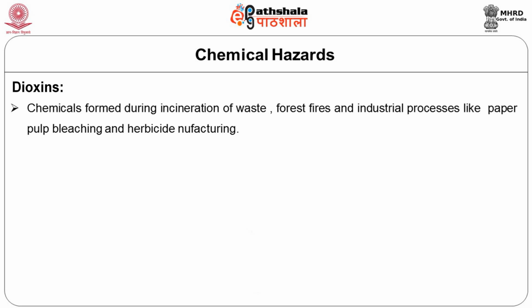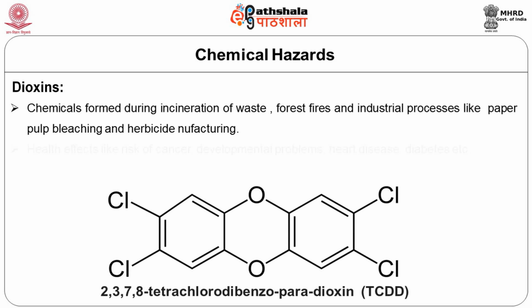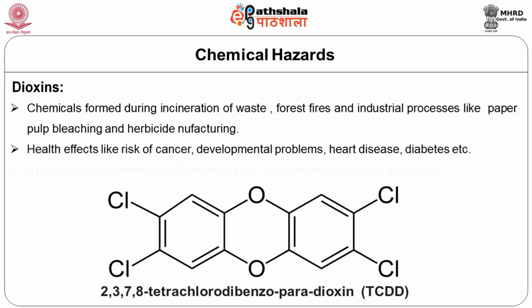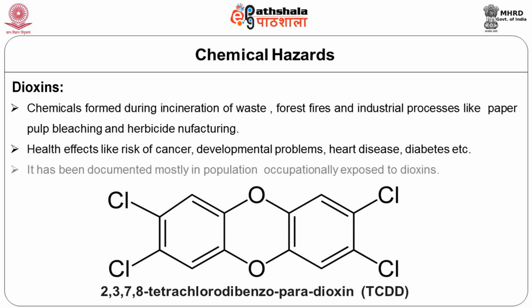So, in all these cases, the dioxins are released into the environment. Among all the dioxins, the most toxic chemical in the class is 2,3,7,8-tetrachlorodibenzo-p-dioxin. This is called TCDD. This is the one which is of major concern among all the dioxins. Dioxins accumulate in fatty tissues of food animals and thus consumers are exposed to dioxins. Health effects like risk of cancer, developmental problems, heart disease, diabetes, etc. have been documented mostly in populations occupationally exposed to dioxins.